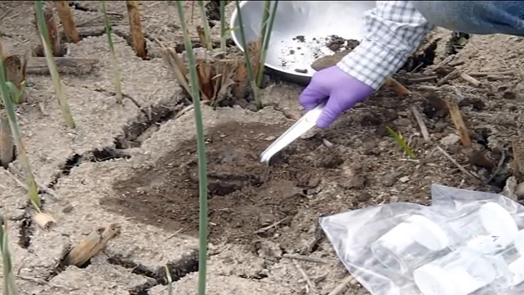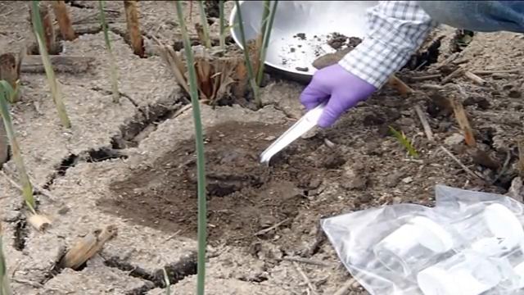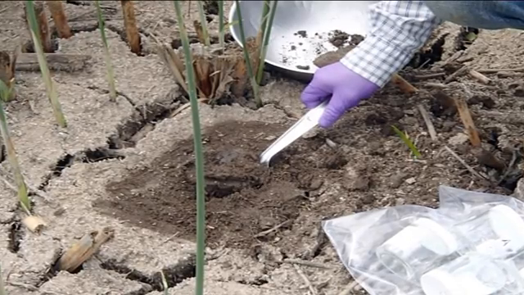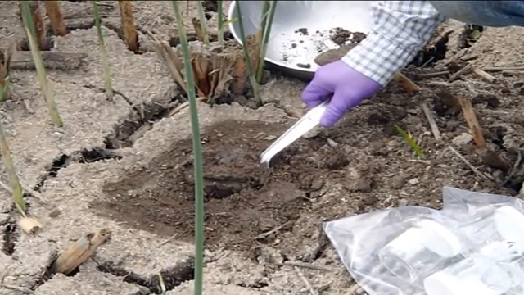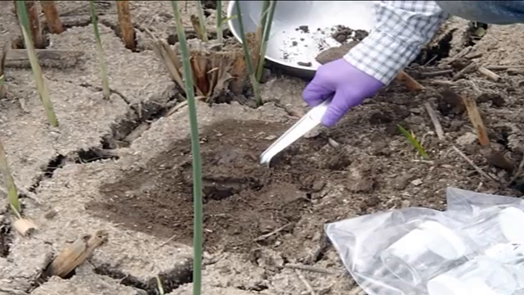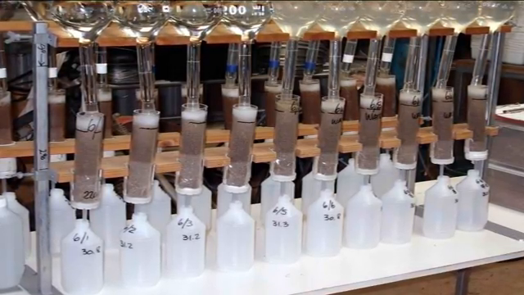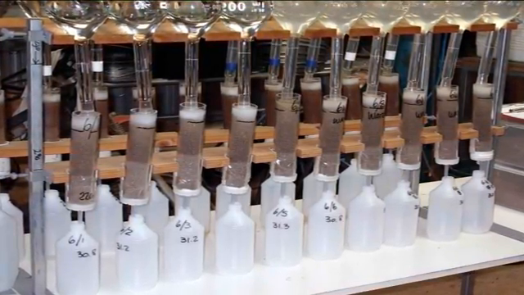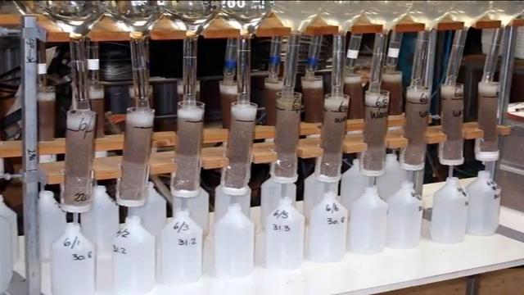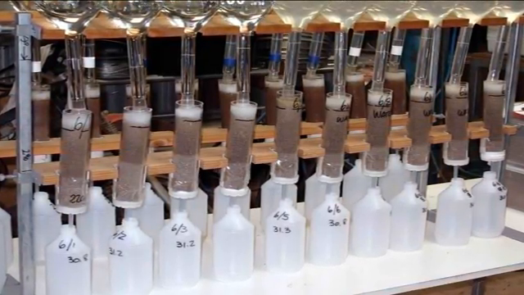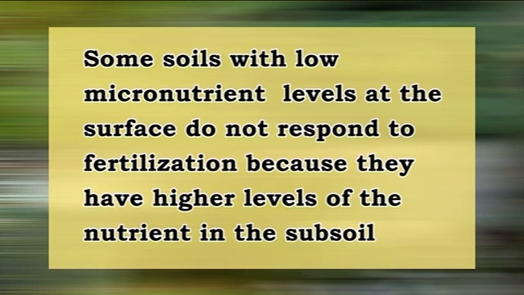Surface soil samples should be taken from both the affected area and an adjacent area of crop growth for comparison. When a soil sample tests low in a micronutrient, a potential micronutrient deficiency may occur. Some soils with low micronutrient levels at the surface do not respond to fertilization because they have higher levels of the nutrient in the subsoil.